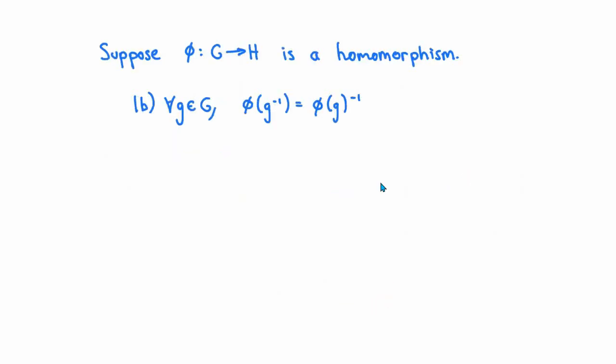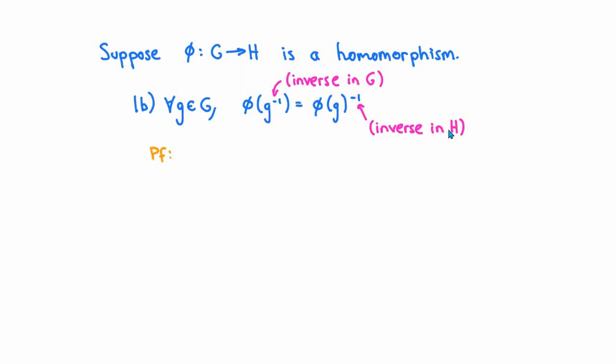The second property, which we're going to call 1b, is that if phi is a homomorphism, then for any g in G, phi must map the element g inverse to the element phi of g, inverse. Keep in mind that the g inverse in the parentheses on the left is the inverse of the element g in the group G, and that the inverse on the right is the inverse of the element phi of g in the group H.